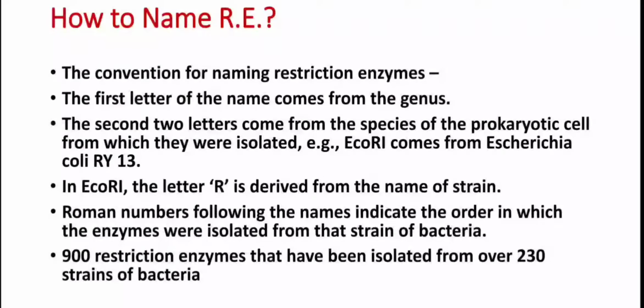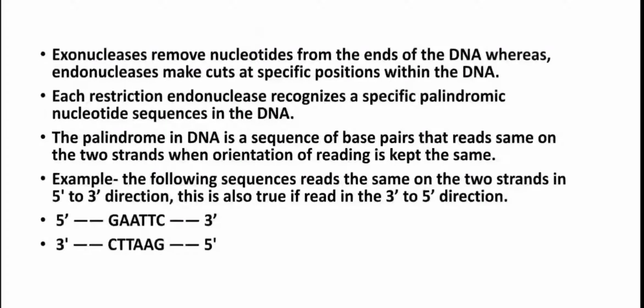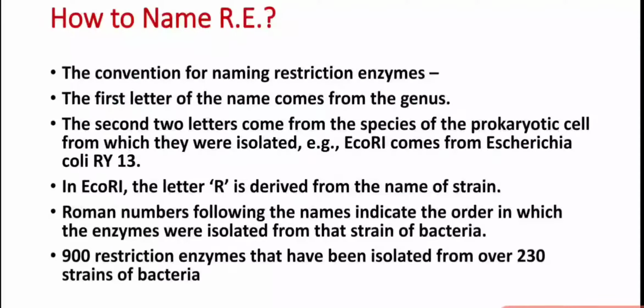Now, how to name restriction enzymes? Which conventions are used for naming the restriction enzymes? For naming the restriction enzymes, the first letter which we use in the name of the restriction enzyme comes from the genus in which this enzyme is found. The second letter comes from the species of the prokaryotic cell from which they are isolated. Suppose here the example is given, EcoRI.